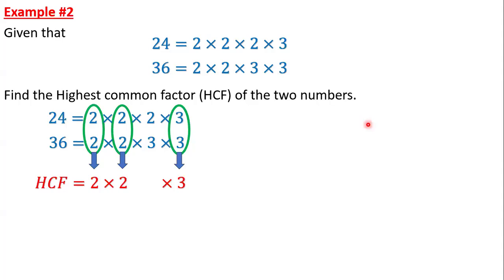I have a question. Go ahead. I want to know, does it always work if I want to divide 24 by 36? Would that give me the HCF? Does it always work? That's not how we do it. No, it's just a coincidence in this case.